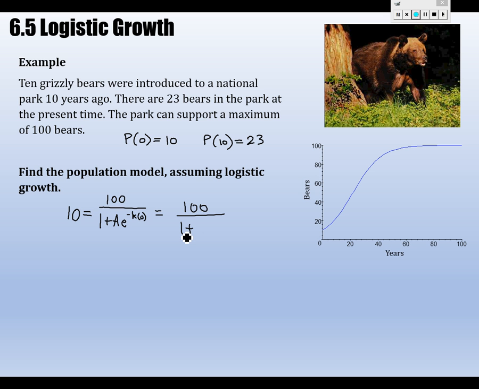So that's just 1 plus a. I think in a second you'll know what a is, right? Without having even used the second piece. We haven't used P of 10 equals 23 yet. We will need that too. So what do you get for a?